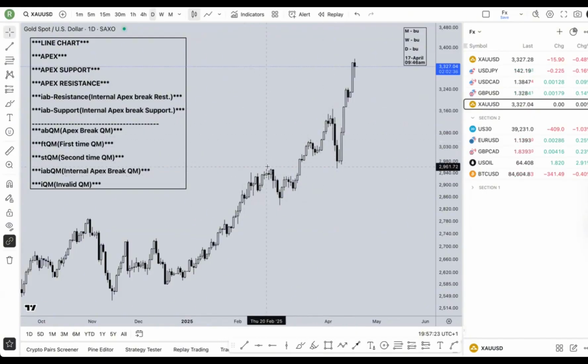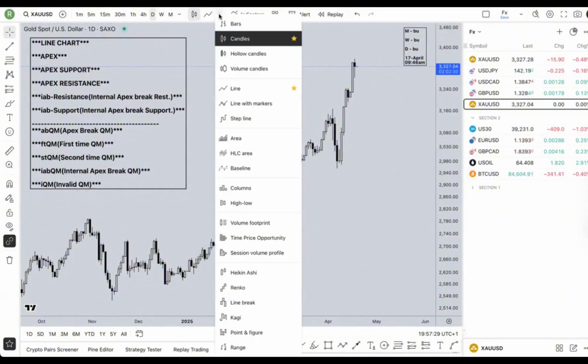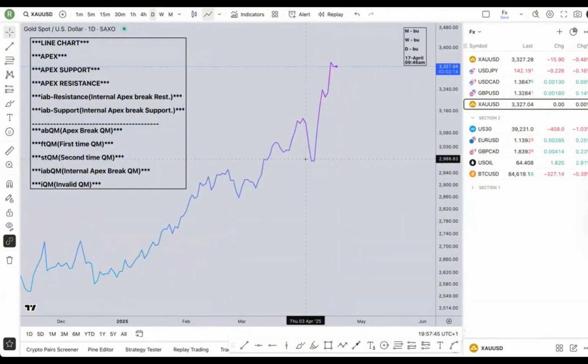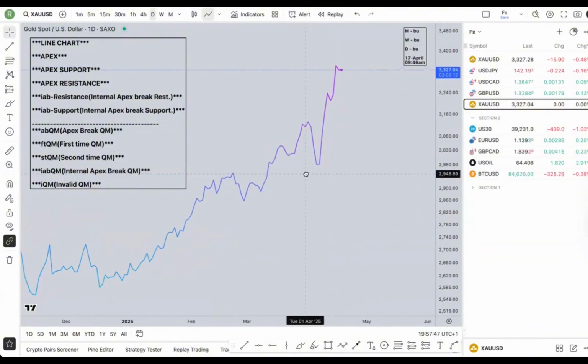So for you to add the line chart to our TradingView, you click on this drop box. There are different kinds of charts here. You can see all of them. Just add this to your favorites, candles and line chart. And when you click on the line chart, this is how it is going to look. So we'll be working with the line chart a lot since we are trading Malaysian SNR.